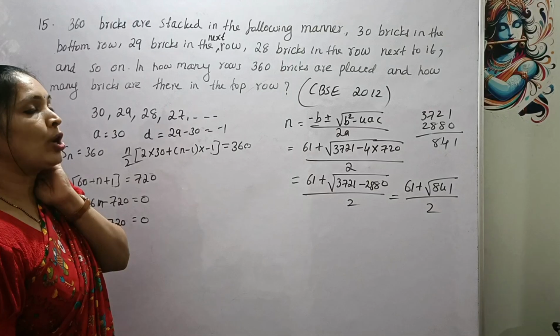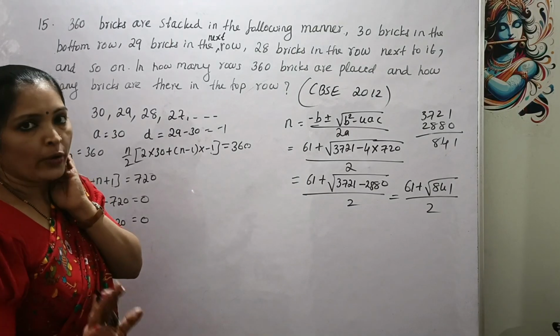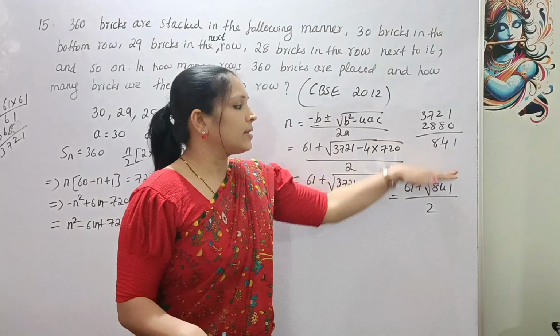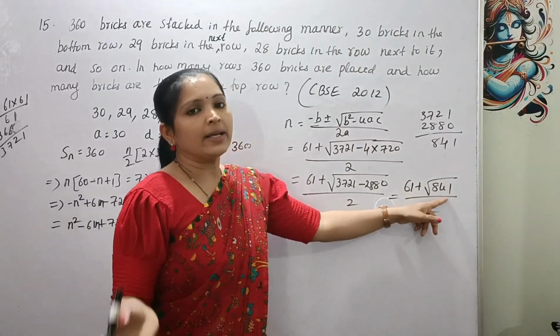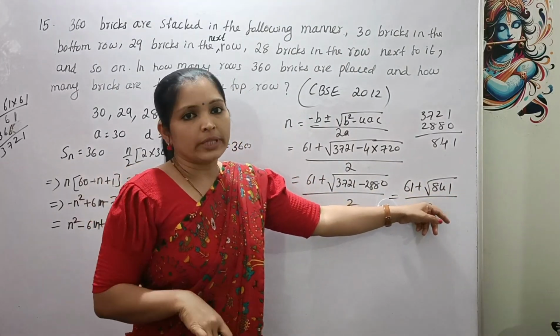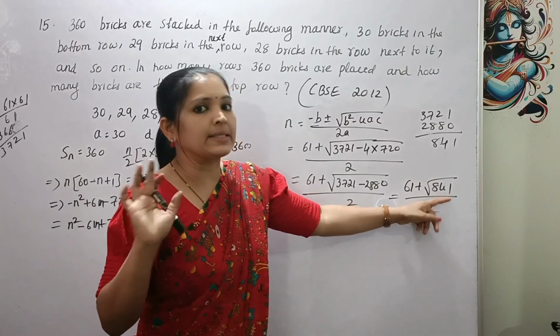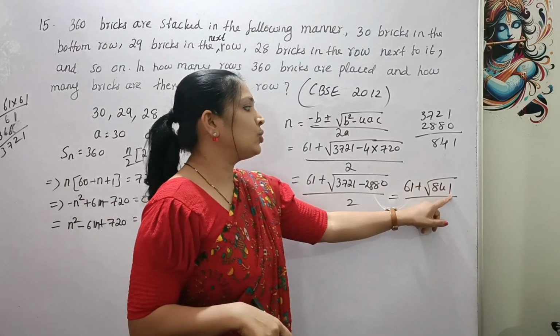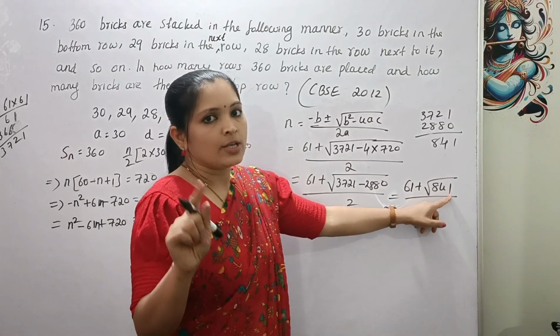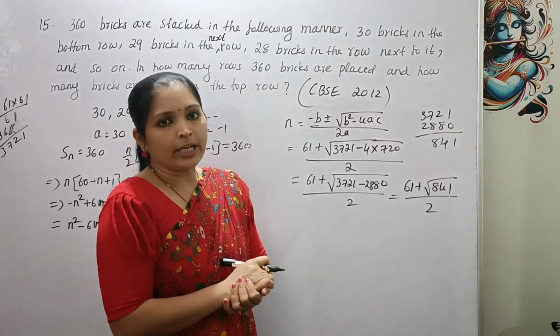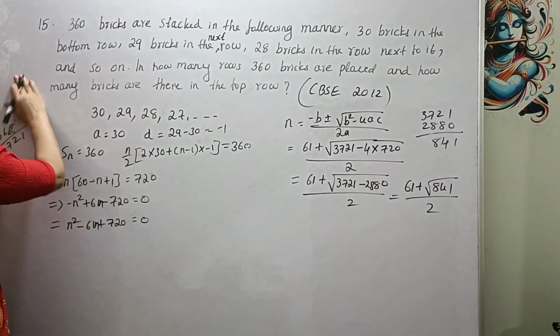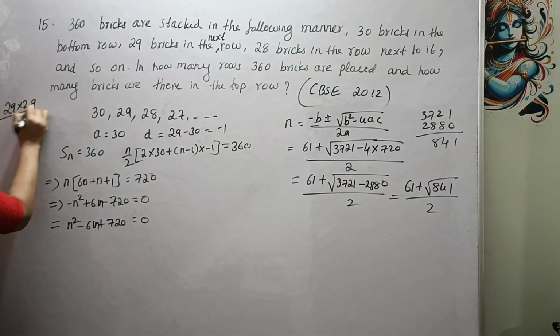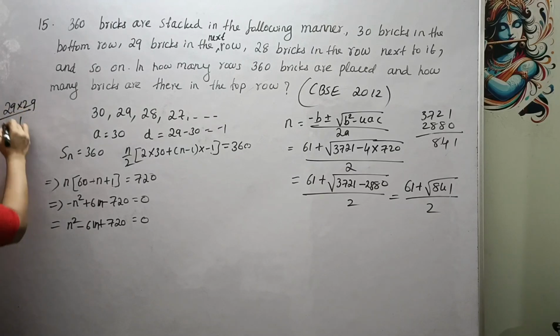See, we know that square root of 900 is 30. Then 841 is less than 900, therefore its square root must be less than 30. And in less than 30, the unit digit is 1, so it may be 29, 9 nines are 81, right? So let's take 29. 29 into 29, 9 nines are 81, 9 twos are 18, 2 nines are 18, 2 twos are 4, yes, 841.